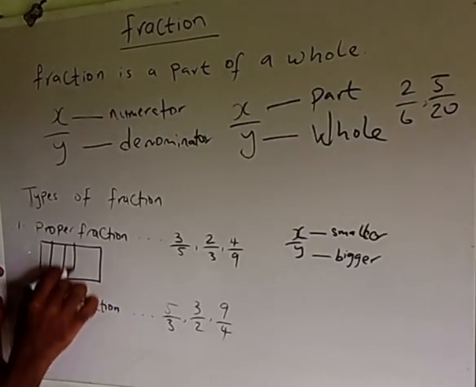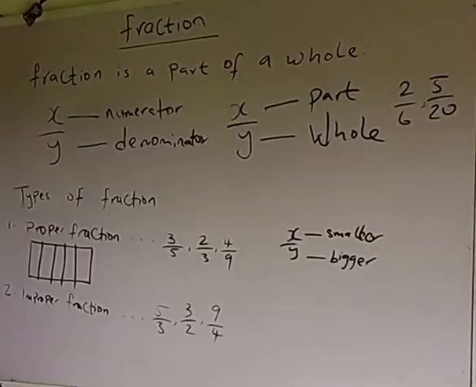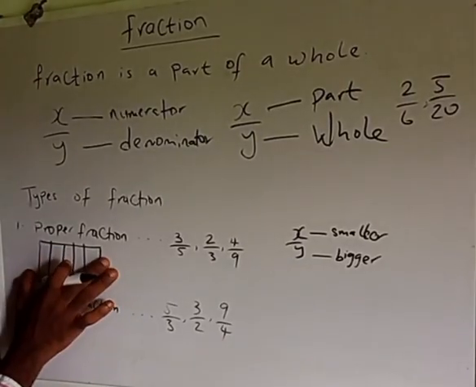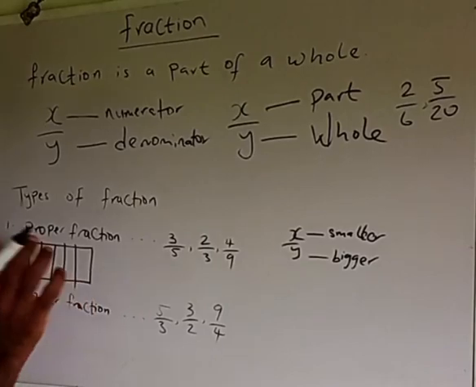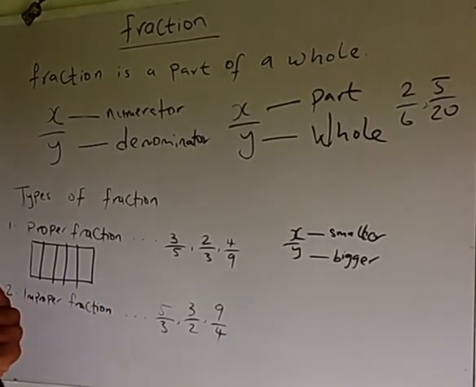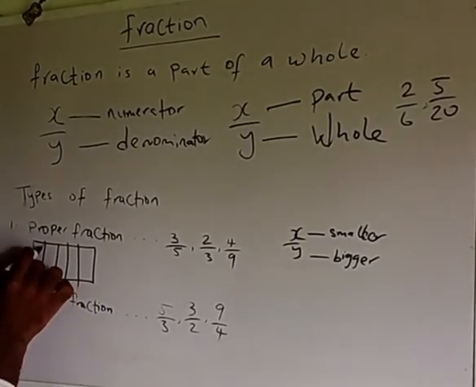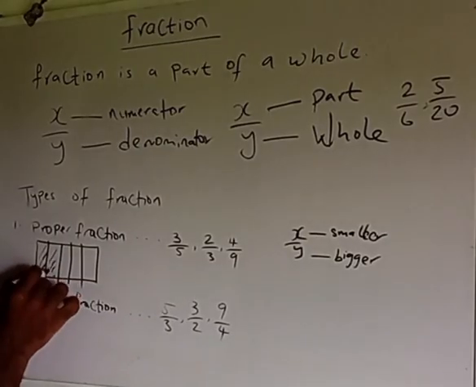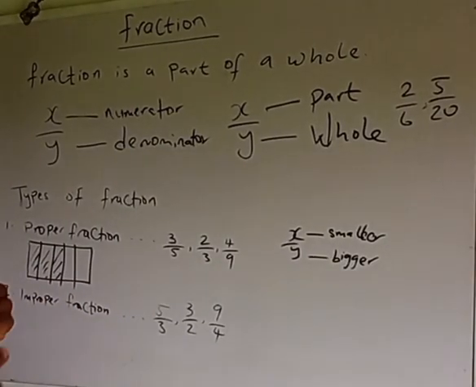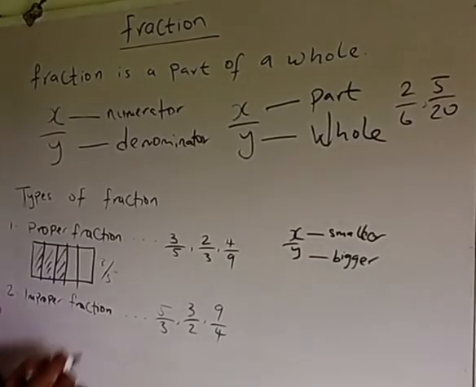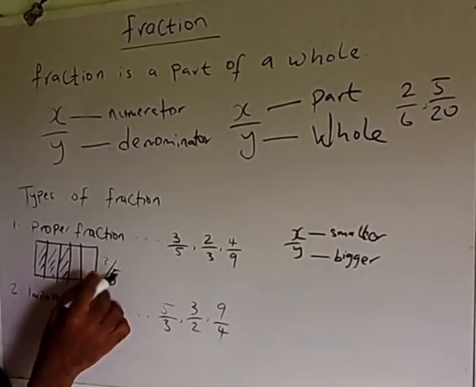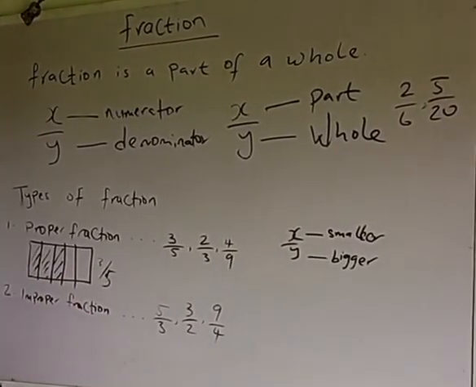2, 3, 4, 5. Now, this is the whole. This is a whole block I have here. And I have 1, 2, 3, 4, 5. There are 5 things in that block, right? So I'll pick 1, 2, and 3. This is 3 over 5. This is what we call 3 over 5. Is that okay? This is what we pick, 3 out of 5.